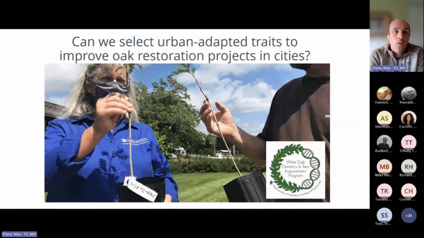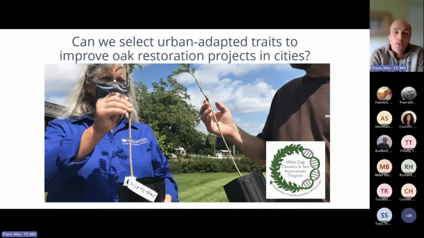A really critical partner and collaborator in this work is Laura DeWald, who's pictured here to the left. She's a researcher at the University of Kentucky, and she leads the White Oak Genetic and Tree Improvement Program, where she's conducting a series of progeny studies across the white oak range. And this is an effort to identify traits in white oaks to improve the planting stock that can be distributed. So these could be traits like vertical dominance, so faster growing genotypes that might get over deer browse height faster.